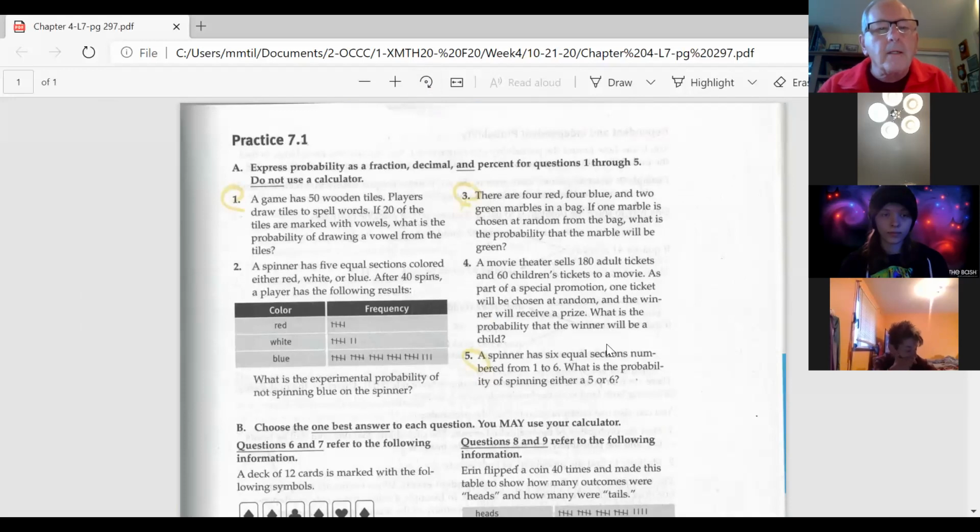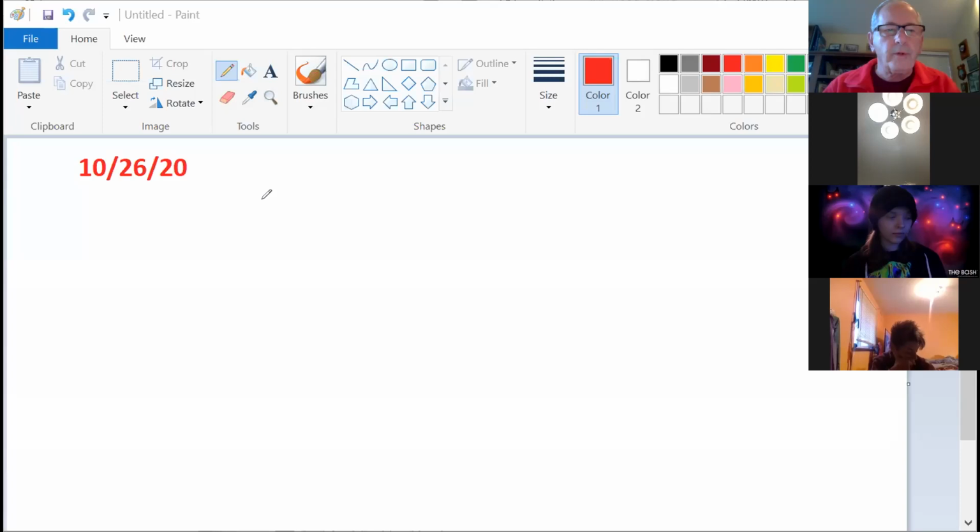Number 1, a game has 50 wooden tiles. Players draw tiles to spell words. If 20 of the tiles are marked with vowels, what's the probability of drawing a vowel from the tiles? Well, I'll go to my whiteboard. Stop sharing, and we'll share. And we'll go here. So you see my whiteboard? Yes.